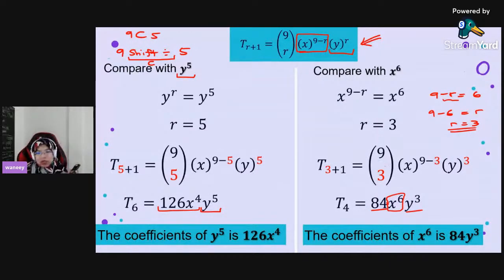So kalau untuk yang ini kiranya 9 and then shift and then divide. 9 shift divide and then 3. So this is 9C3. So they will give you what is the value then.